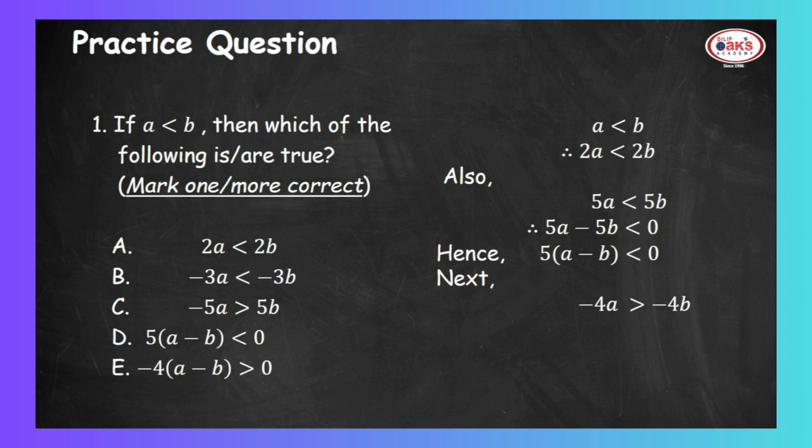Now shifting minus 4B to the left side, we get minus 4A plus 4B is greater than 0. Taking out minus 4 common from the two terms on the left side, we get minus 4 times (A minus B) is greater than 0. And that implies options A followed by D and E are the final correct answers. Okay, I believe you understood the explanation or detailed solution here.